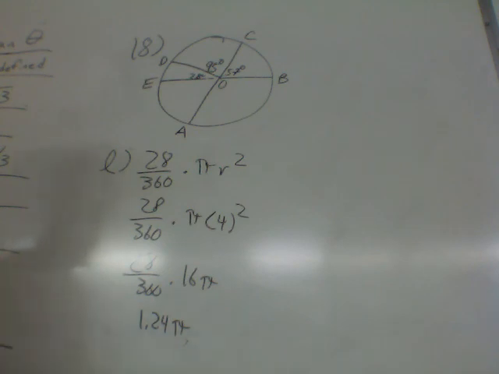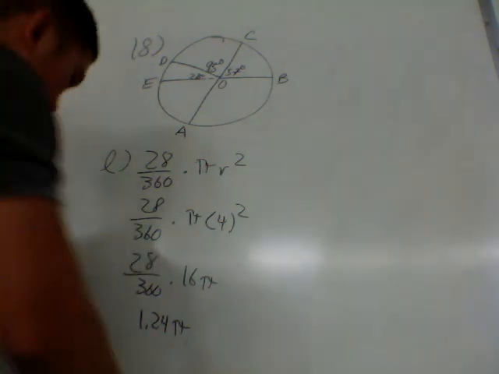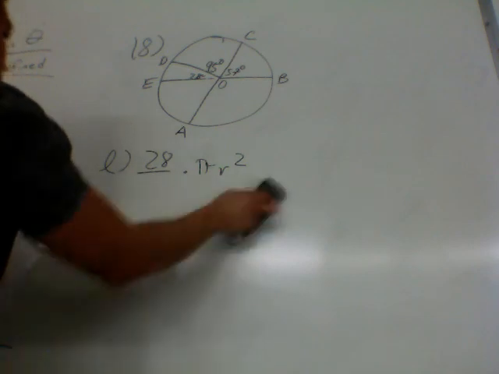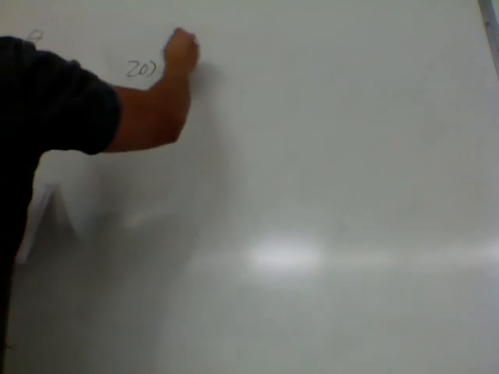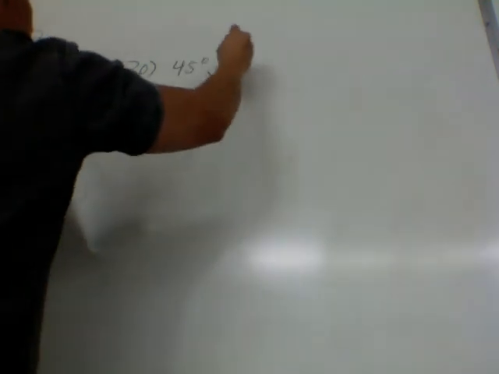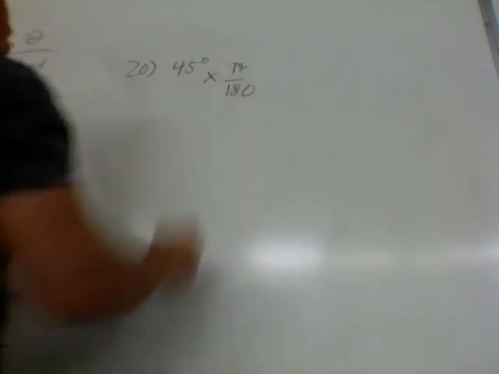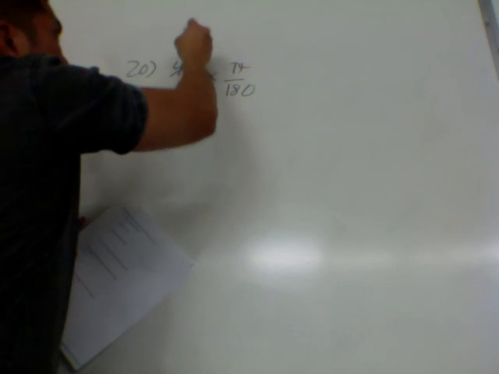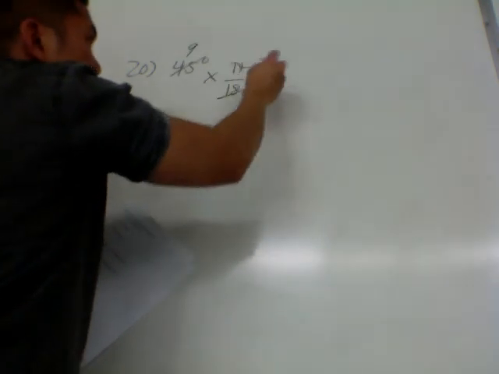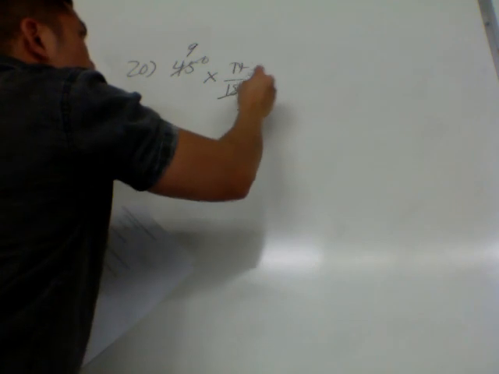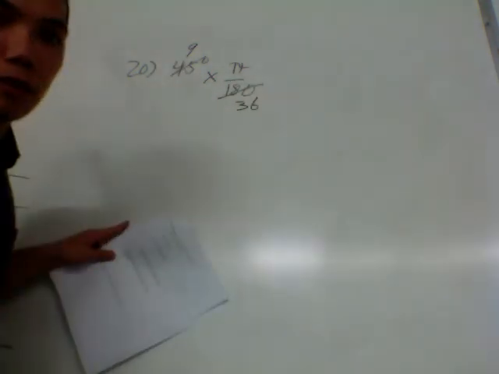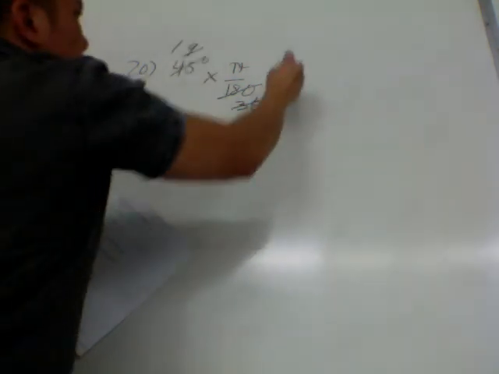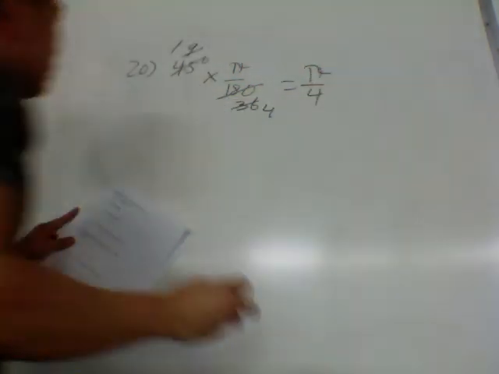I'm going to skip 19 and we could just work on that in class. And let's just go to number 20 and 21. Number 20, if I convert 45 degrees to radians, I multiply by pi over 180. And then I reduce that. Now, if you don't know what this can reduce to, I know 5. 5 goes into 45 9 times. And 5 goes into 180 36 times. But now I could reduce that even more. 9 goes into 36 4 times. So that's pi over 4.